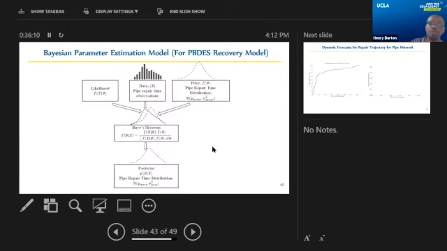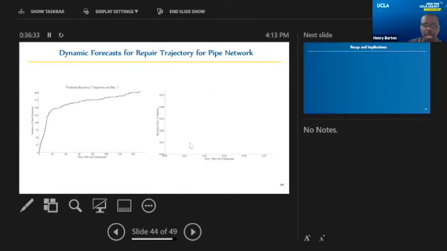The other approach we used was to take the parameters that are input into the PBDS model, things like the pipe repair time or the pipe inspection time, and use Bayes' theorem and Bayesian parameter estimation to update the parameters that go into the PBDS model. What's shown here is how the simulation evolves over time.